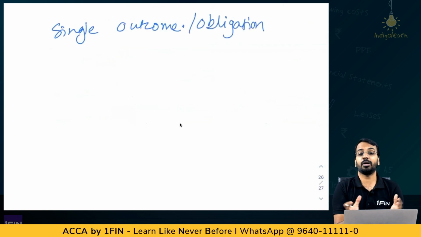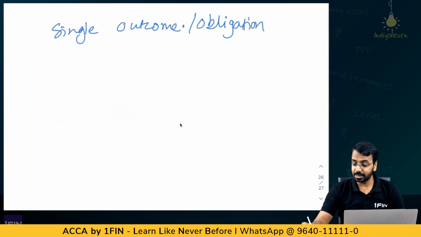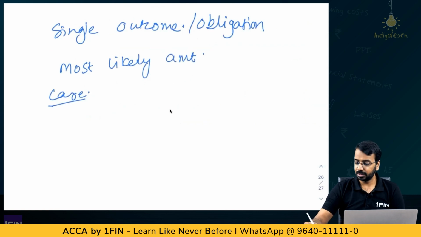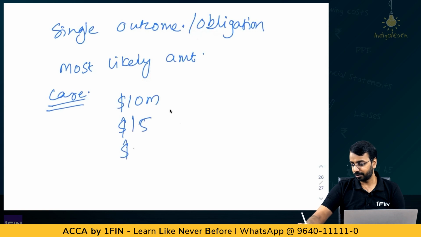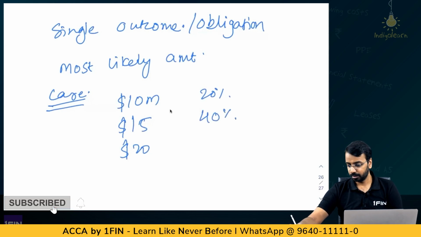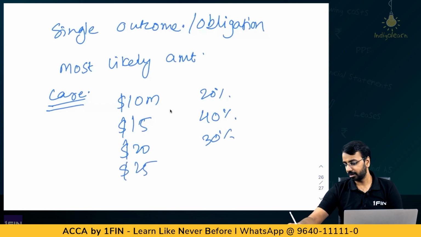When I say warranty, there are multiple obligations, as you have sold to so many customers. When there is a single outcome or a single obligation, then you will say which is the most likely amount. For example, there is a case going on and there is a chance that we will lose $10 million, or we have to pay $15 million, or we have to pay $20 million. Probability is, let us say, 20%, 40%, 30%, and let us say for $25 million, 10%.